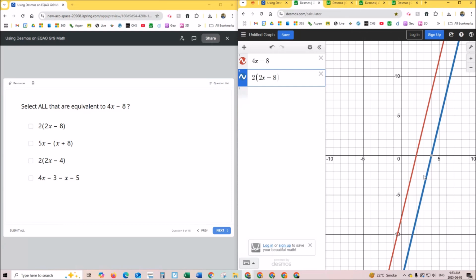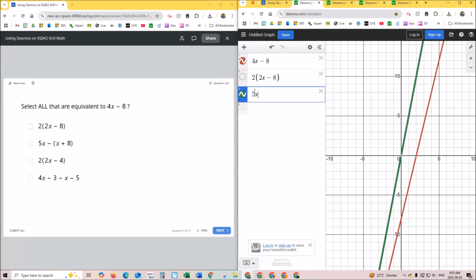So if I go underneath here and try the other equations, 2 bracket 2x minus 8, I'll get a different graph. The only way this can be equivalent is if it produces the same graph. And so obviously that's not going to be one of my answers, so I'm going to turn that one off. Next, 5x minus bracket x plus 8. And notice that this one overlaps the graph. So I feel confident that this answer equals 4x minus 8.